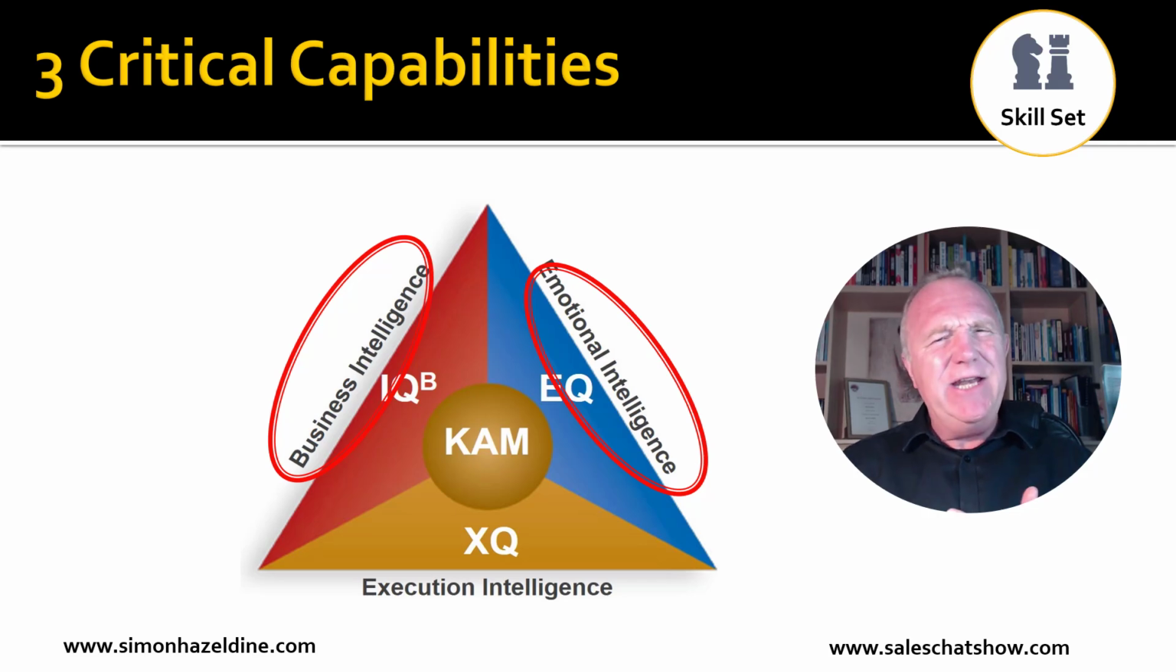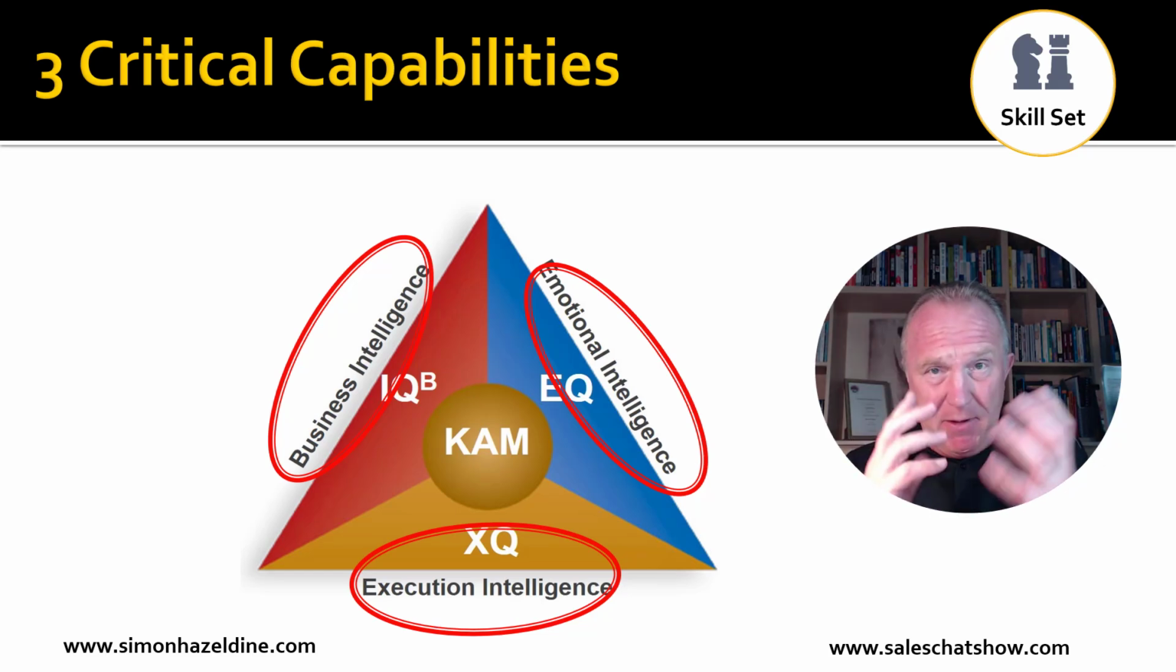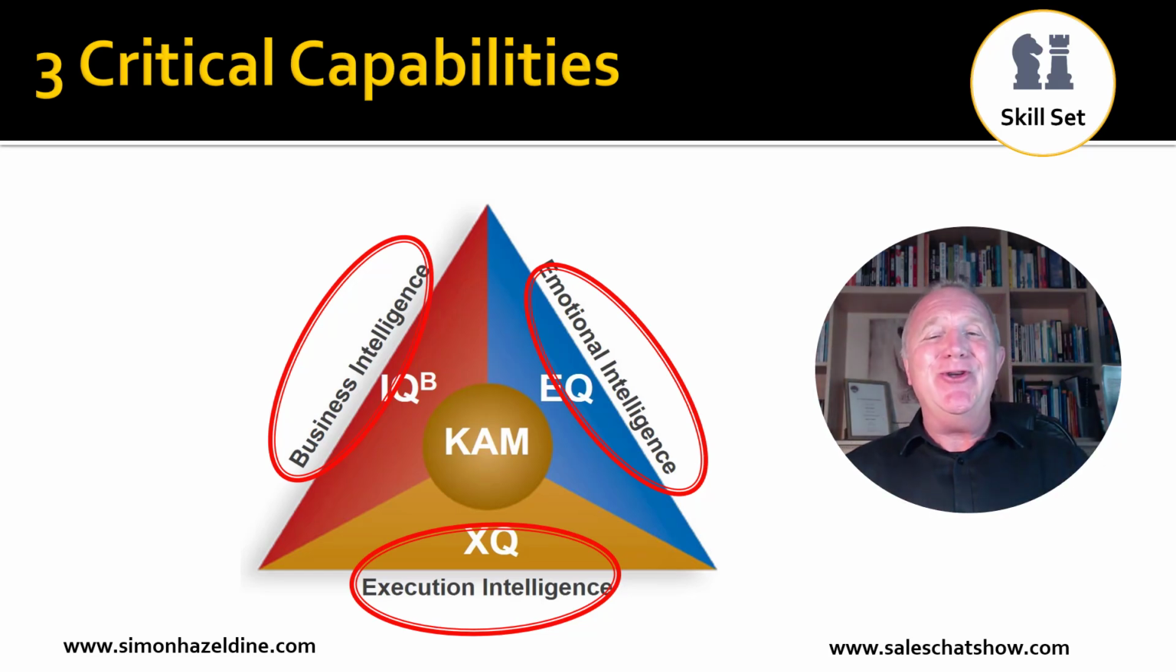And then finally, an interesting one, we call this XQ. This is execution intelligence. This relates to your ability to successfully execute and implement the successful rollout of your account plan or your account development plan or your key account development plan, whatever terminology you are using to describe this. And in my experience with account management, often 80% of the success comes down to the execution. Execution is the vital component, making things happen.